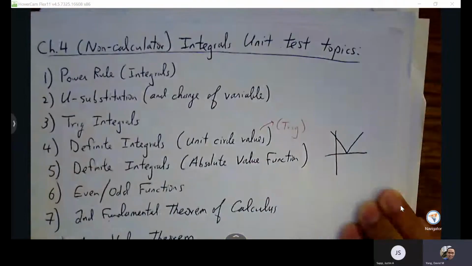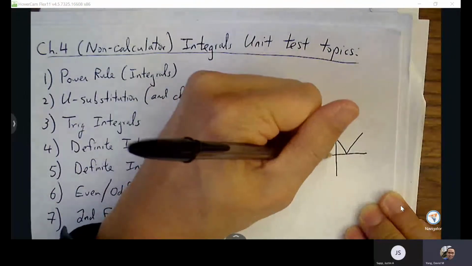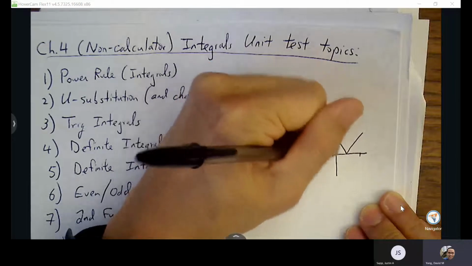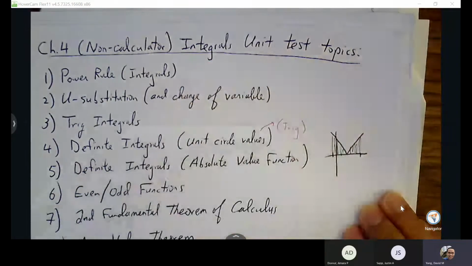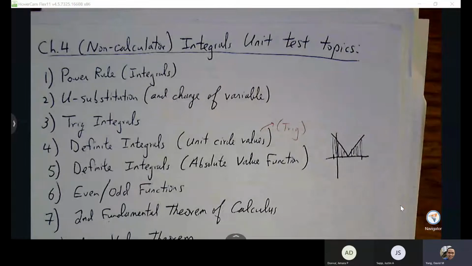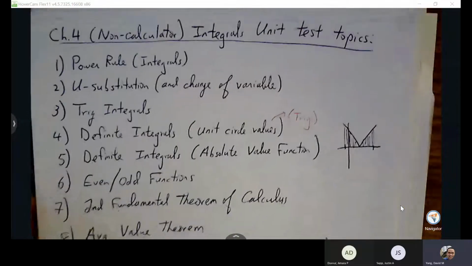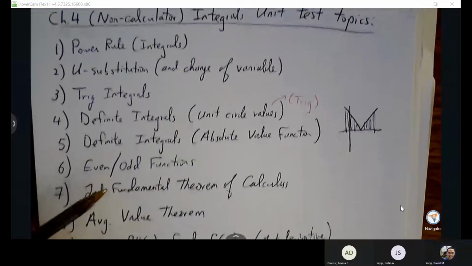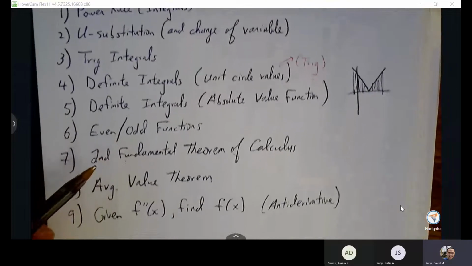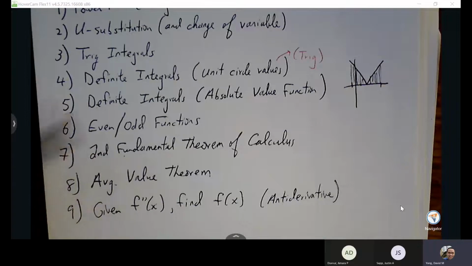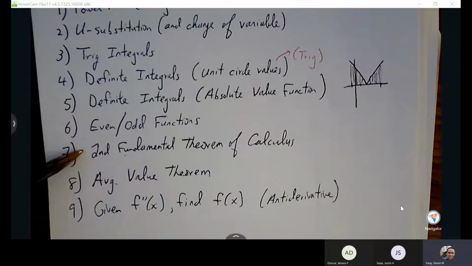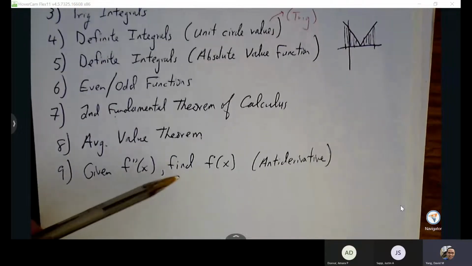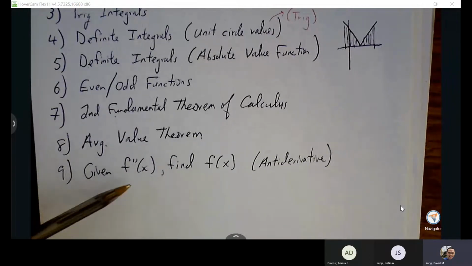Right, sketch out the absolute value function, and then figure out the end intervals, and then just figure out the dimensions of the triangles and add them together. We practiced that in class as well. Even and odd functions. Hey, we did that yesterday. And I'll go over the second fundamental theorem of calculus, average value theorem, and then this we saw on the quiz as well.